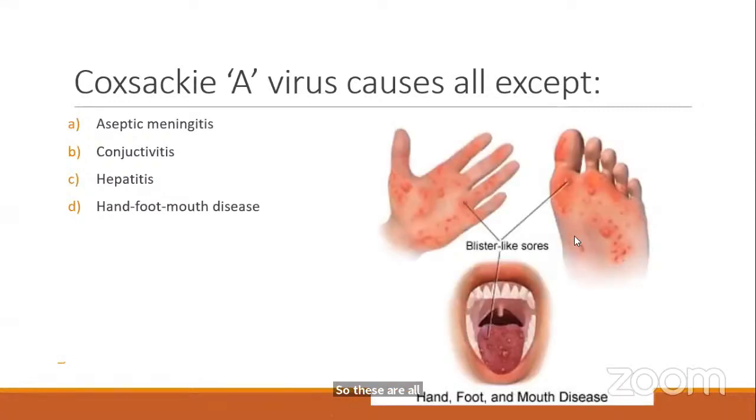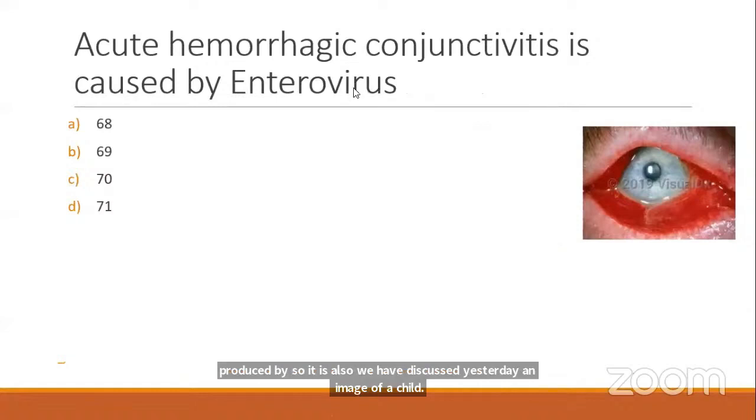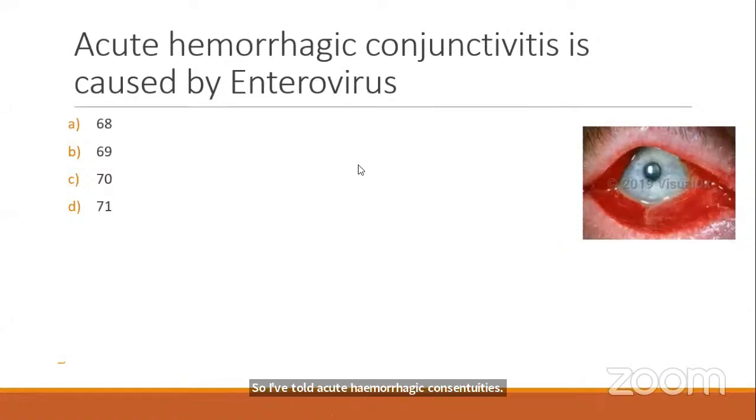So this also we discussed yesterday, an image of a child. I told you, acute hemorrhagic conjunctivitis. It is caused by which enterovirus? This is also a repeatedly asked question. It is not actually enterovirus 71. 71 will cause diarrheal manifestation. But it is 70. You can remember, it's always a confusing thing.